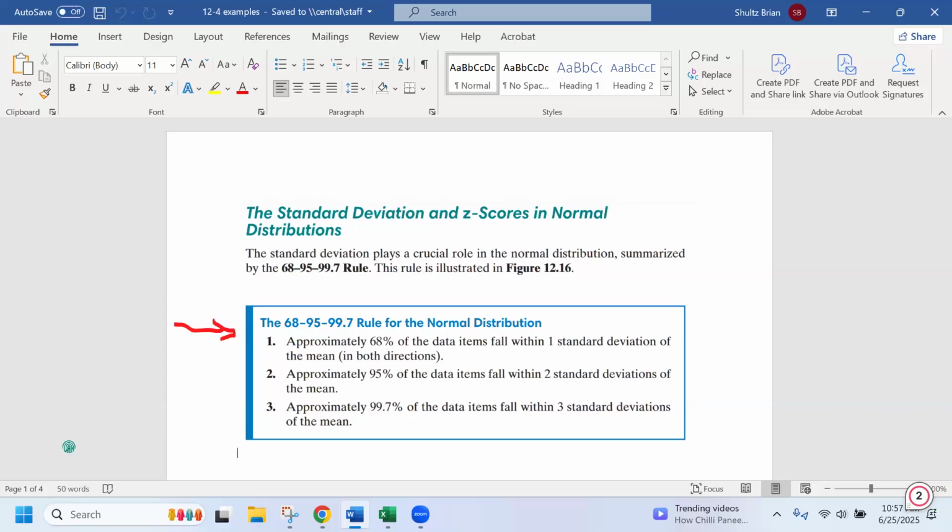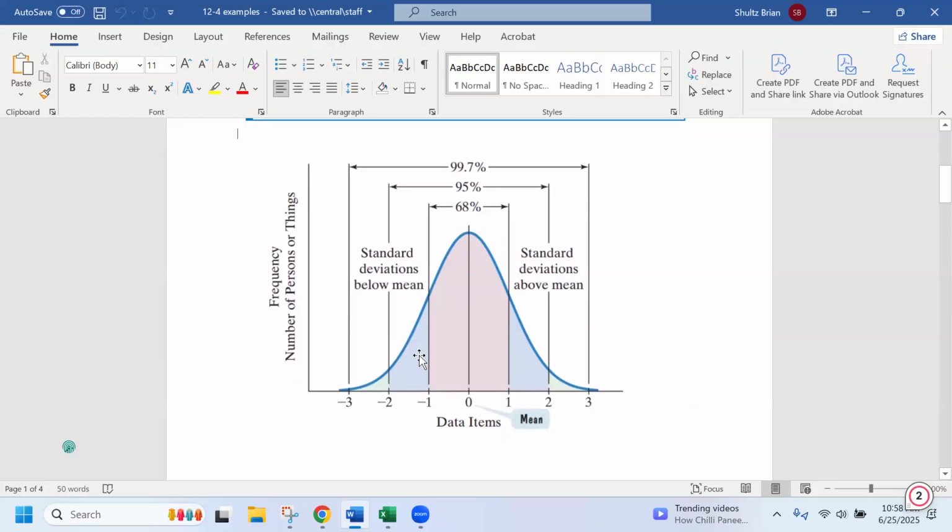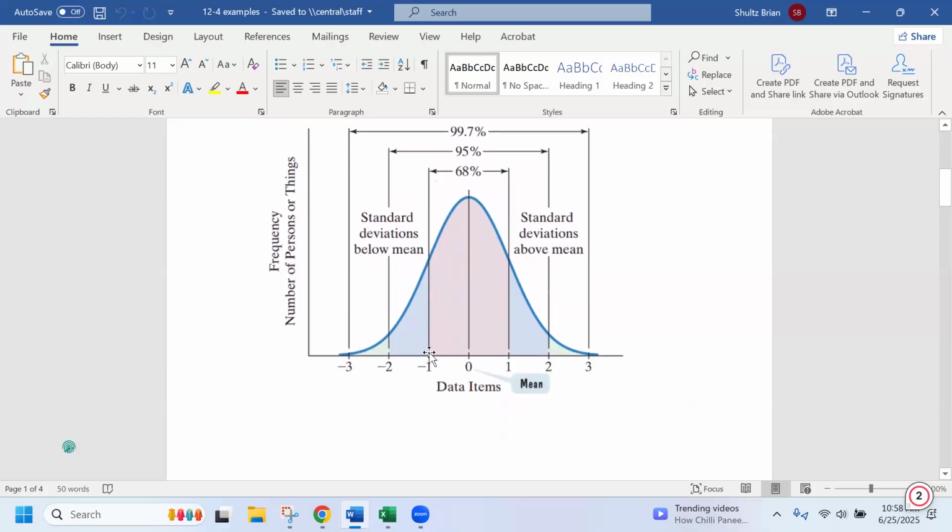68% of data items fall within one standard deviation of the mean. So if the mean is here, then 68% of the data falls within one standard deviation of the mean. That's what that is saying. And when I show you the next little illustration, it'll make more sense. But 95% falls within 2 standard deviations and 99.7% fall within 3 standard deviations of the mean. Looking at this illustration here, this is what that means visually.